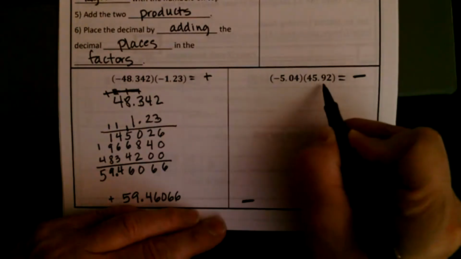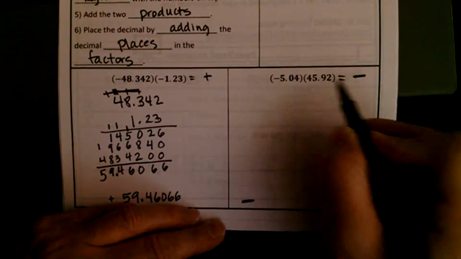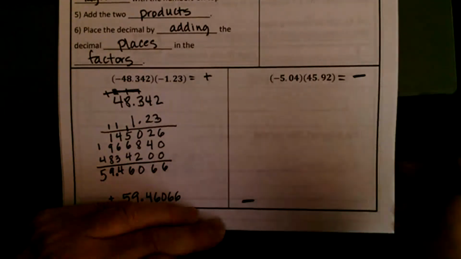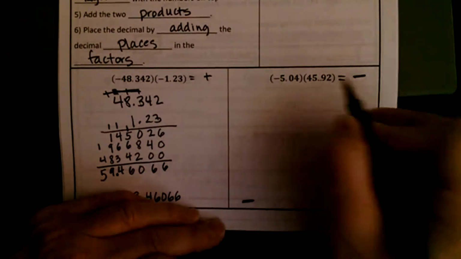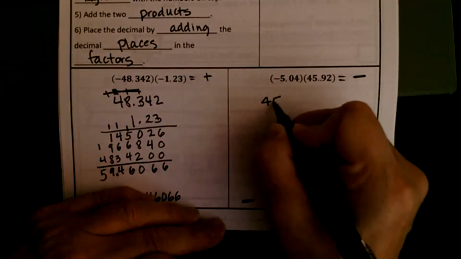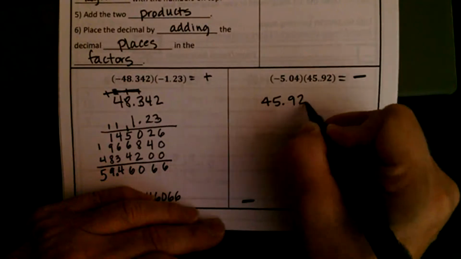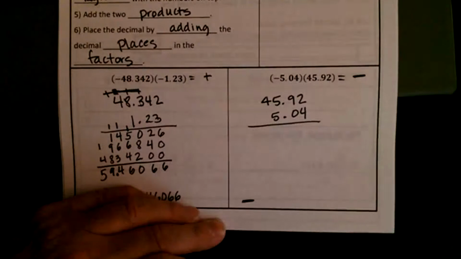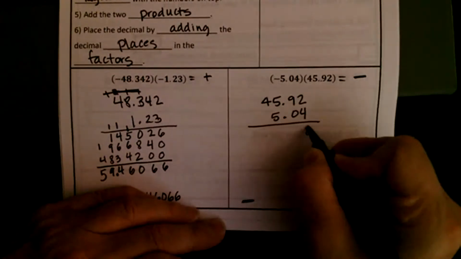I'm going to write this number first because it's longer. And remember, in multiplication, it does not matter what order you put them in. Multiplication and addition, you can move the numbers around. Subtraction and division, you cannot. With multiplication, you can. So I'm going to write this number first because I like to write the longer number first. So 45.92 times 5.04.